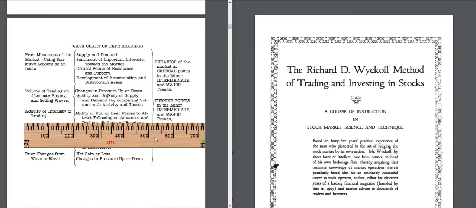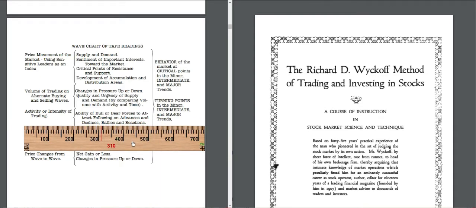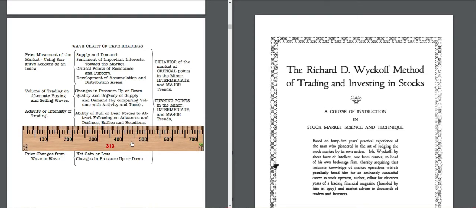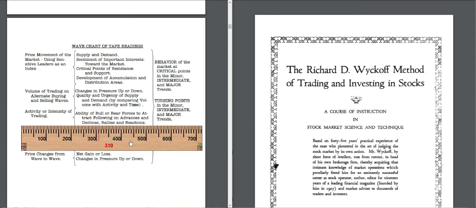Anyway, activity or intensity of trading. Activity of bull or bear forces to attract a following on advances and declines, rallies and reactions. Activity or intensity of trading. Again, intensity of trading meaning those big blocks coming in that are able to move price, or is it just one lot, two lot, one lot, two lot?